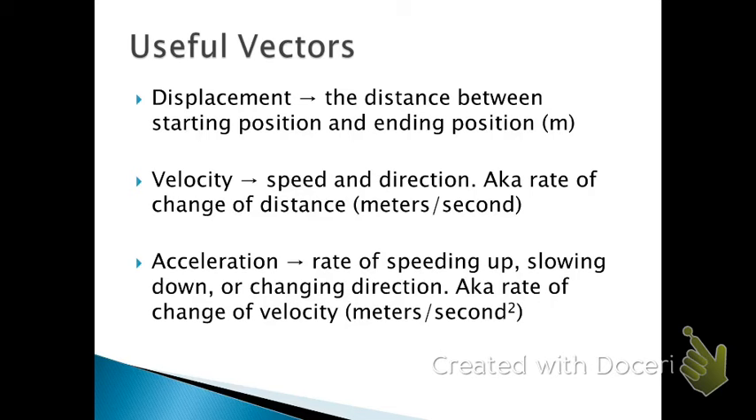Displacement is how far am I from where I began to where I ended. Velocity is the rate of change of where I am. So, how fast am I moving, essentially, at any given time. That'll be in meters per second. Kind of like your car traveling in miles per hour. But we're all about the metric system here.